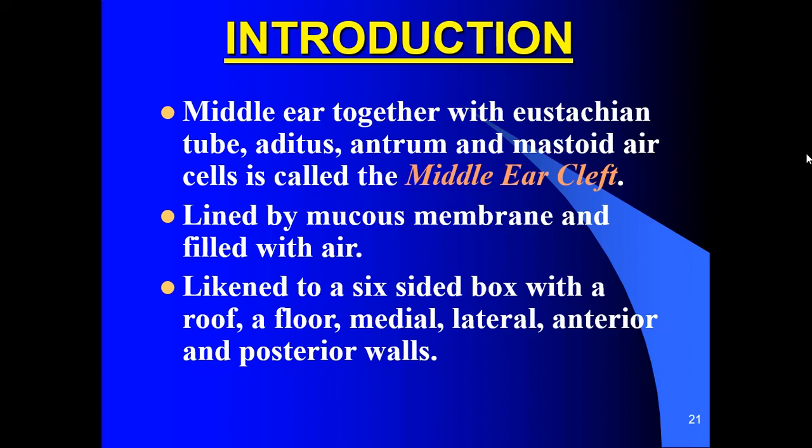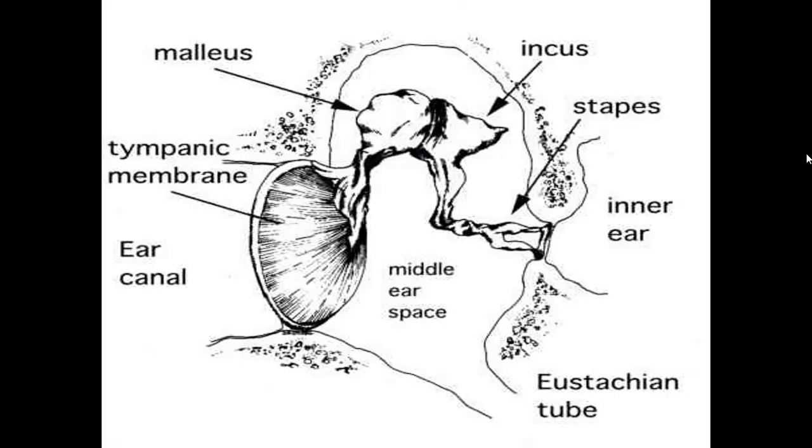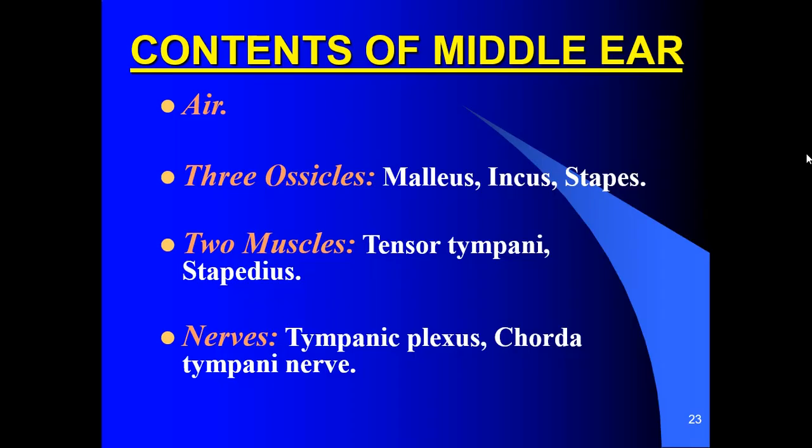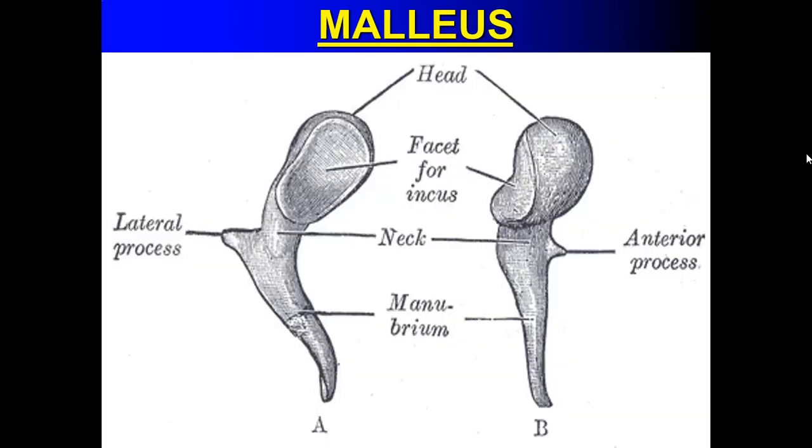It's like a cuboid having six sides: the roof, floor, medial and lateral walls, and the anterior and posterior walls. The middle ear contains air, three ossicles, that is malleus, incus and stapes, two muscles, the tensor tympani and stapedius, and the nerves like tympanic plexus and chorda tympani nerve.